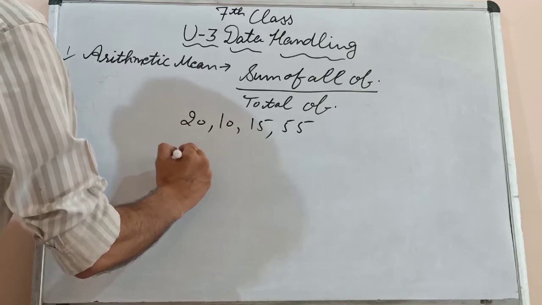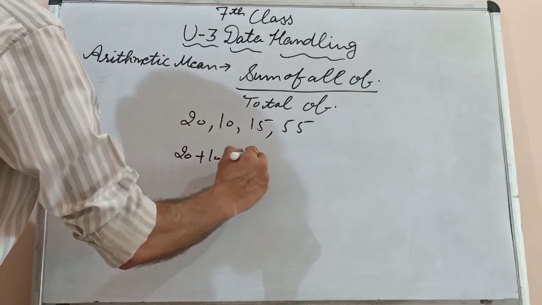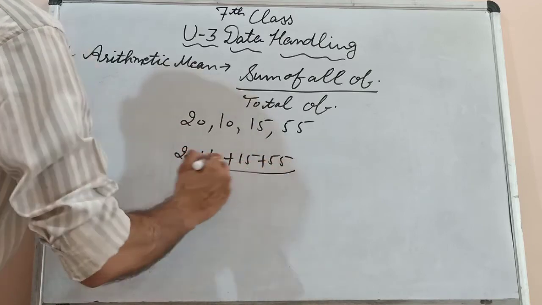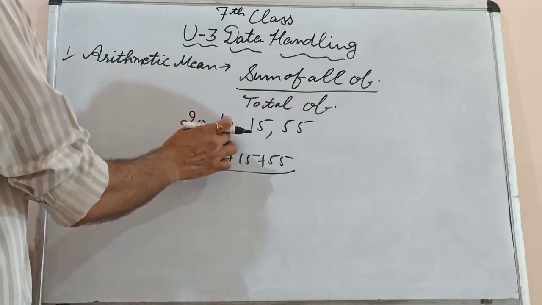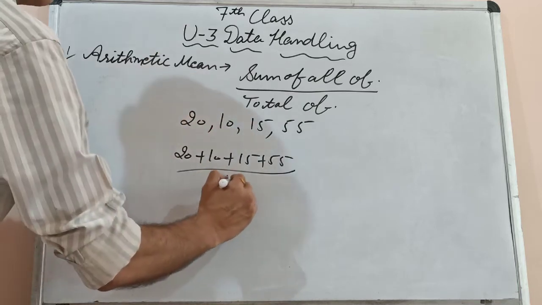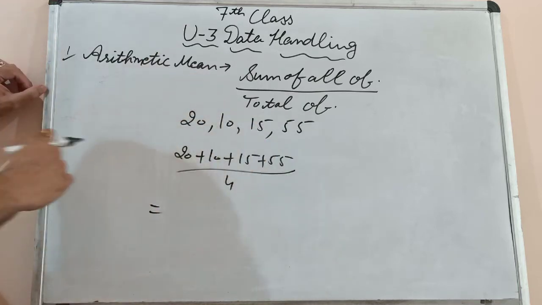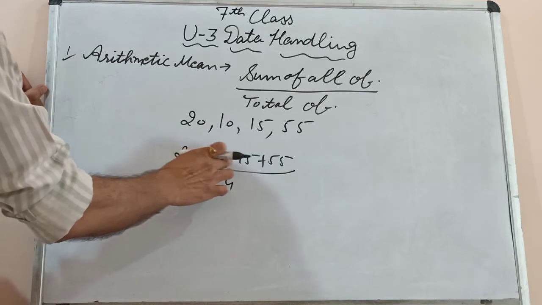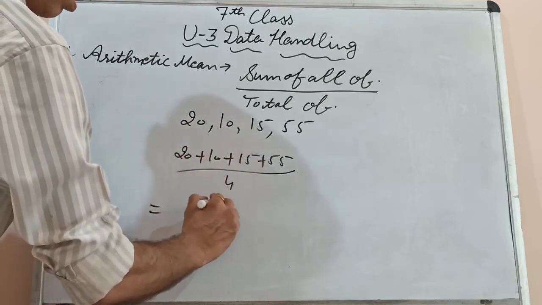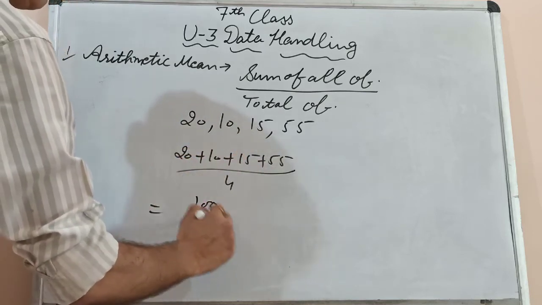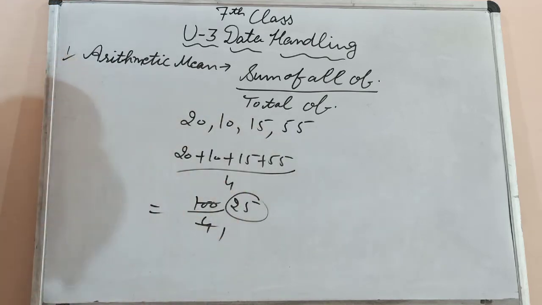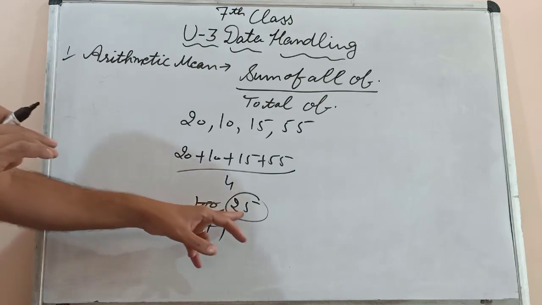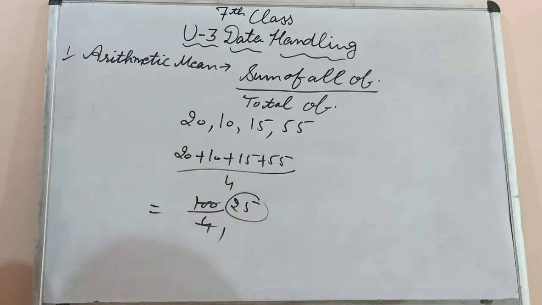Okay, 20 plus 10 plus 15 plus 55 and divide by the total observations. So we have 1, 2, 3, 4 observations. So by summing up all, we get 100, and by dividing we get 25. So on an average, arithmetic mean is also called average. So on an average you get 25 rupees per day as pocket money.